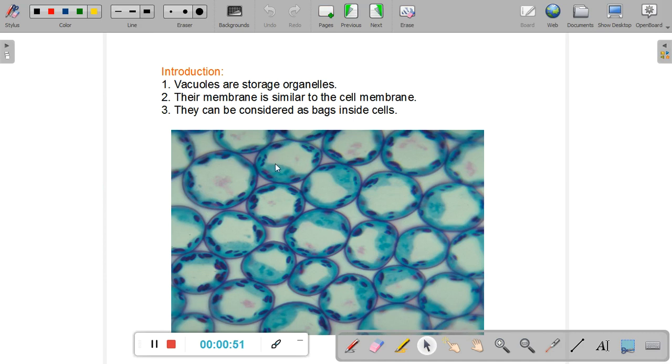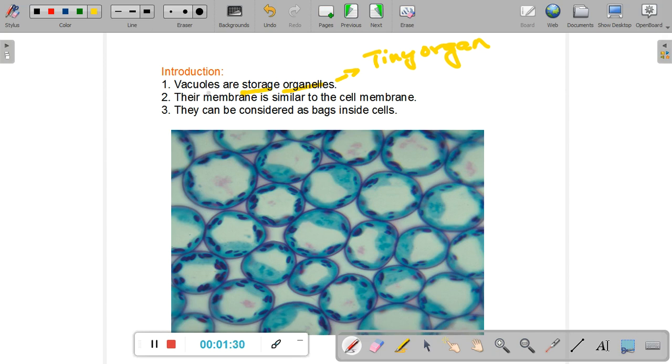So vacuoles are storage organelles. Now I hope you remember what organelles are. Organelles are tiny organ-like structures which are present inside the cells. Now these organelles perform different functions. In your previous classes you've studied about organelles like the mitochondria or the endoplasmic reticulum or the Golgi body, and likewise vacuoles are also organelles. But what is the function? Their primary function is to store things.